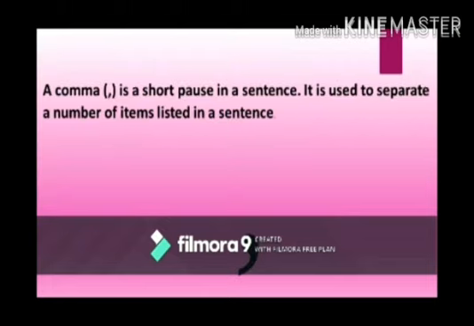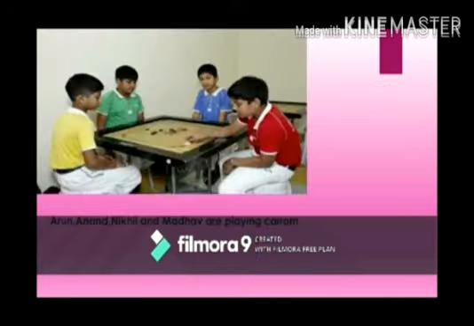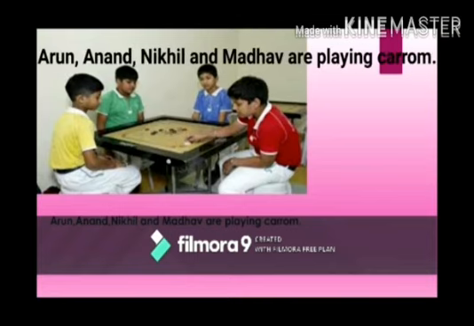A comma is a short pause in a sentence. It is used to separate a number of items listed in a sentence. We put "and" before the last item, not a comma. For example, look at the picture. What do you see in the picture? Yes, we see 4 children playing something. We can't write the names just like that: Arun, Anand, Nikhil, Madhav, and so on. We need to put a comma and then write like this: Arun, comma, Anand, comma, Nikhil and Madhav are playing carom, and a full stop.